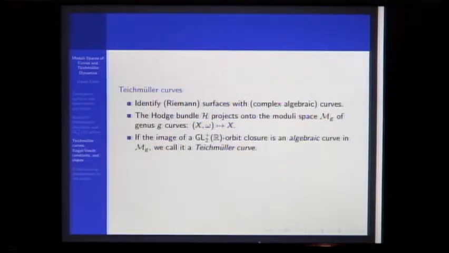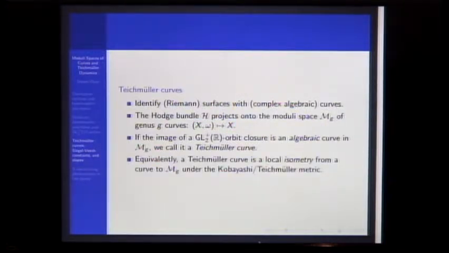Suppose you are in an extreme or special situation: you take this GL2 orbit closure and project down to the moduli space M_g. And if the image turns out to be an algebraic curve, in that case, we call it a Teichmüller curve. Here, curve really means complex one-dimensional. And I only want to mention an equivalent definition as a remark. I don't know much about it, but it exists.